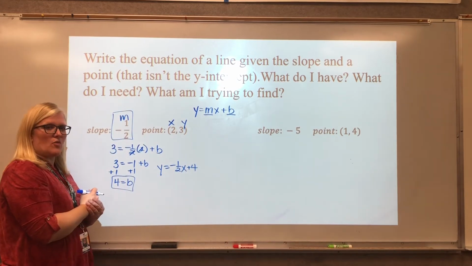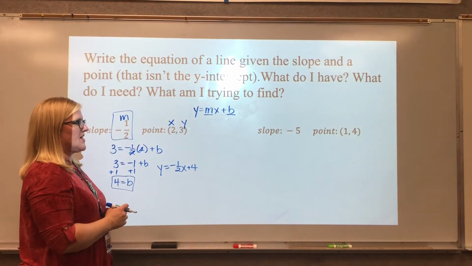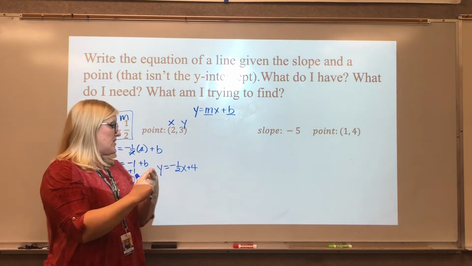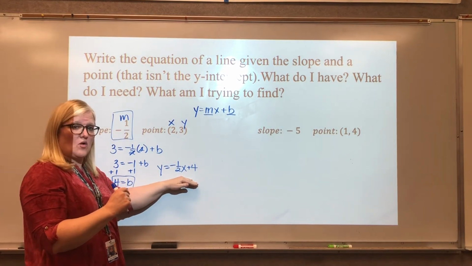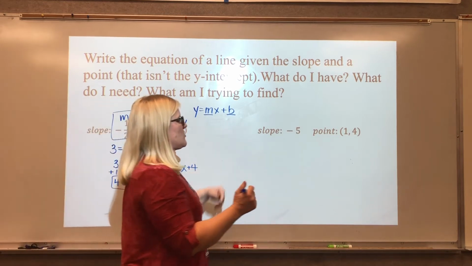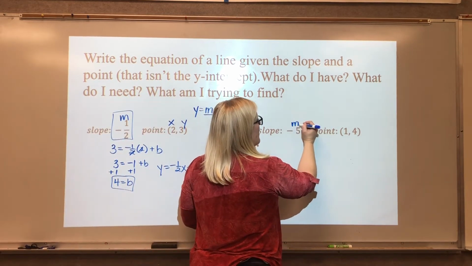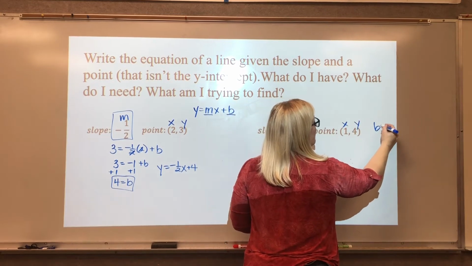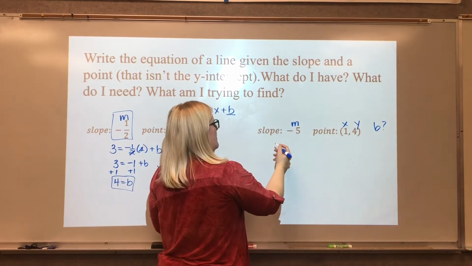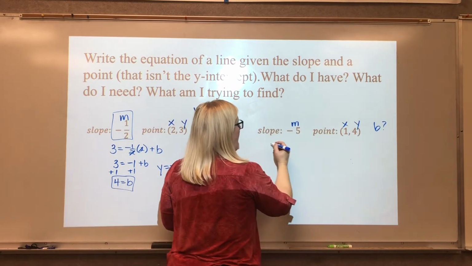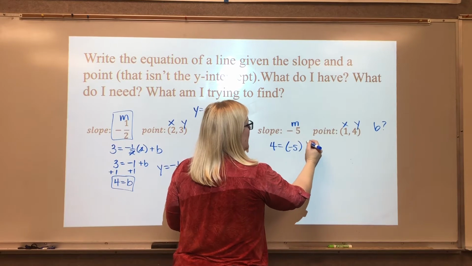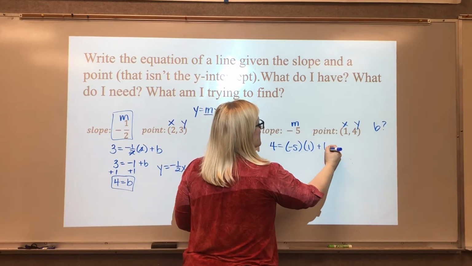So let me do another one of those. These can be a little bit tricky because we're using this equation twice: once to find b, and then once to write our actual equation. Okay, so let's do this again. I'm given m, x, and y, and I'm looking for b. So I'm going to put in y equals m times x plus b.